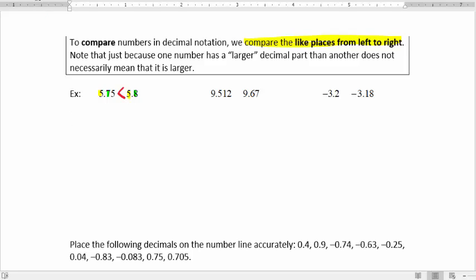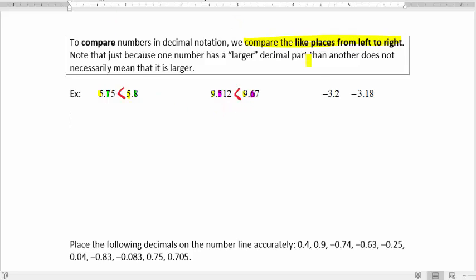So then you do the same thing with these. They have the same ones digit, but even here, the tenths place has a 5 and that has a 6. So 6 is actually greater than 5. So again, you're going to have 9.512 is less than 9.67. That's 9 and 512 thousandths, and this is 9 and 67 hundredths. So you're just comparing the like places.